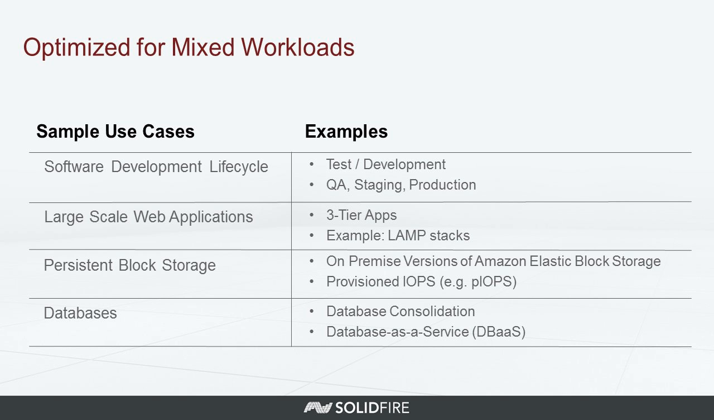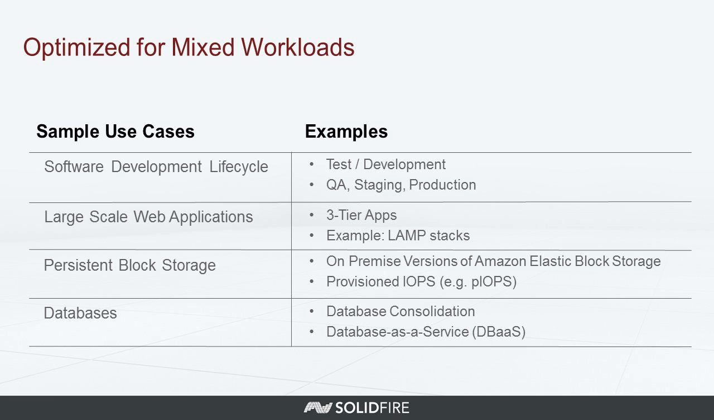So from a sample use case, we chose an SDLC, test development, QA staging, large-scale web apps, so LAMP stacks, 3-tier apps, all of those kind of traditional legacy 3-tier architecture environments. Persistent block storage, so how do we do provisioned IOPS? How do we do essentially the on-premise version of EBS? How do we do the integration with the offsite? So how do we do integration with Swift or S3 compatible storage arrays to be able to do archive or to be able to do snapshots to?